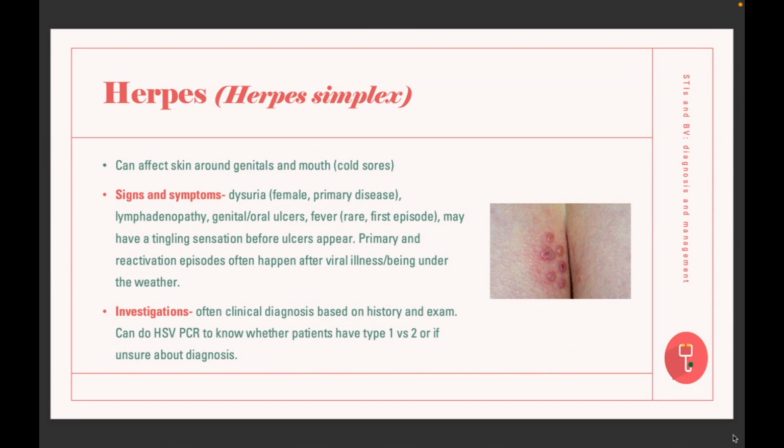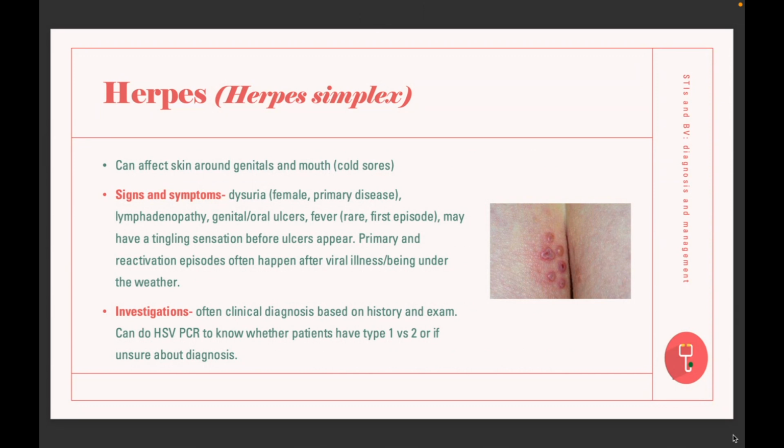Primary and reactivation episodes, so first and subsequent episodes, often happen after a viral illness, or being under the weather, or being under stress is another common one. You commonly see people who have moved house recently, or been through exams or some other stress, and either they didn't know that they had herpes before and they've had a first episode, or they've had a reoccurrence of it.